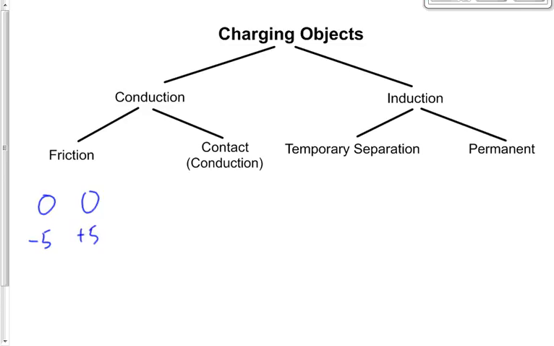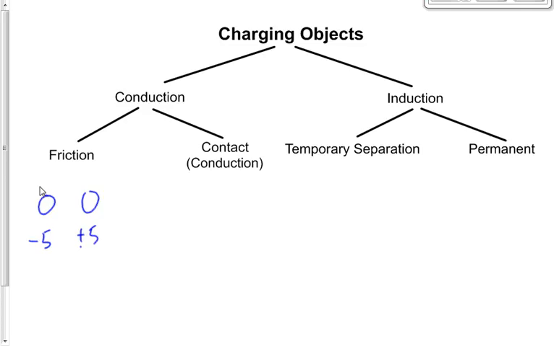Hey, by the way, the one that became -5, what happened to that? Did it gain electrons or lose electrons? Good. The one that became +5, what happened to it? It lost electrons, right? If you become negative, then you must have gained negatives. If you become positive, it's not because you gained positives, it's because you lost negatives.